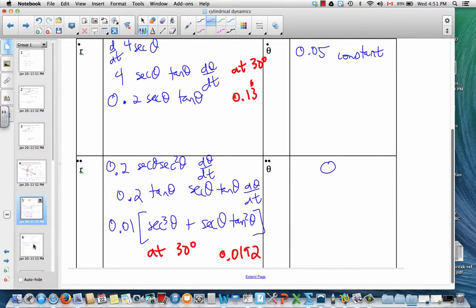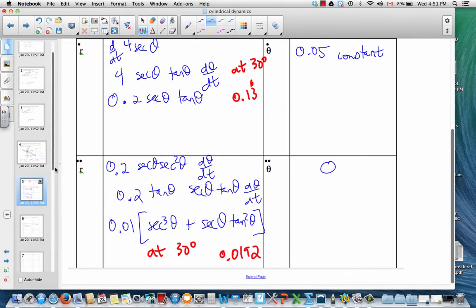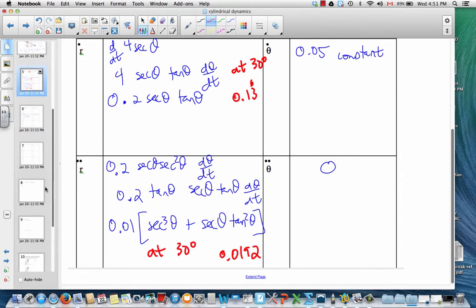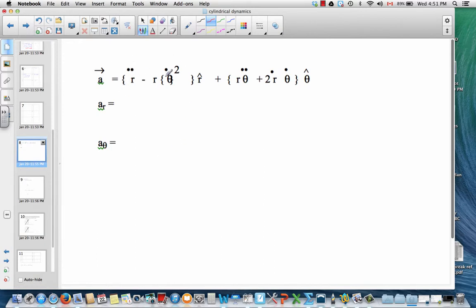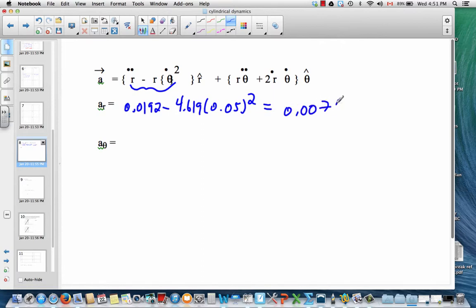Now we can take those values and we can do our kinematics, because here is the expression for the radial acceleration. And so we've got to put in r double dot, and so this is the radial acceleration here. So r double dot was 0.0192 minus the r value, that was 4.619. Theta dot squared was 0.05 squared, and so we get 0.00765525 for the radial acceleration.